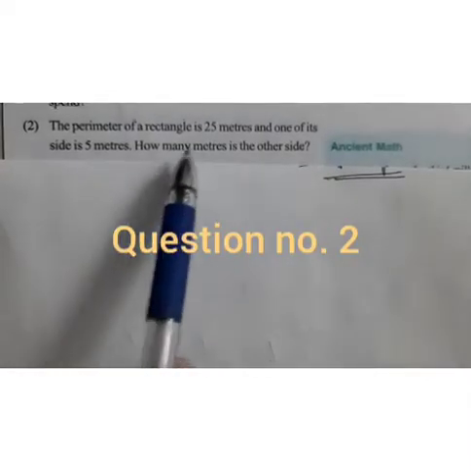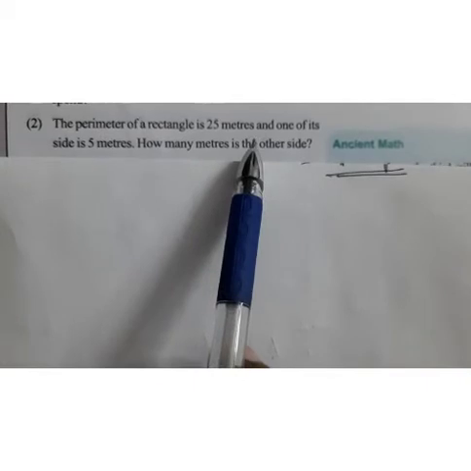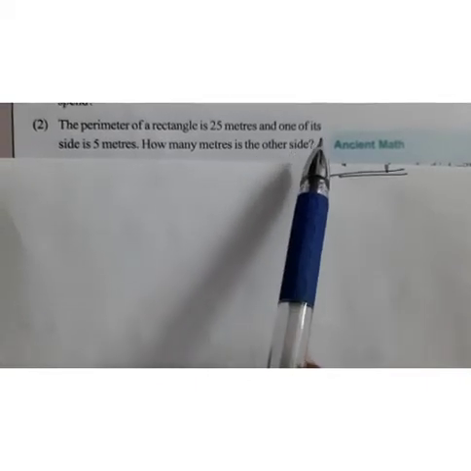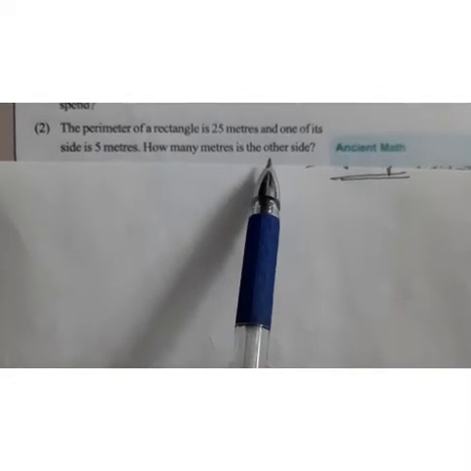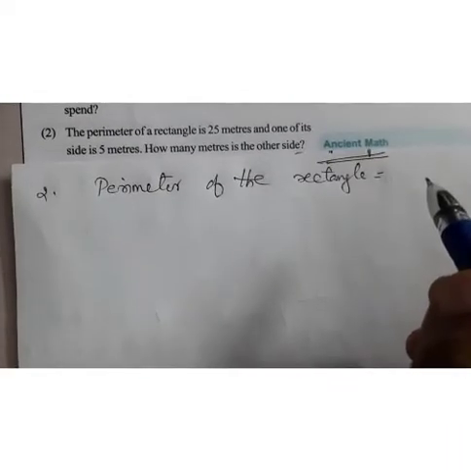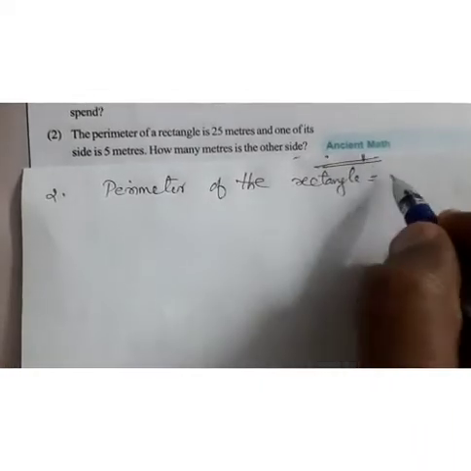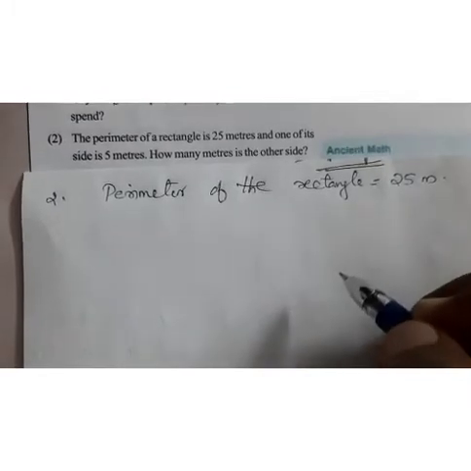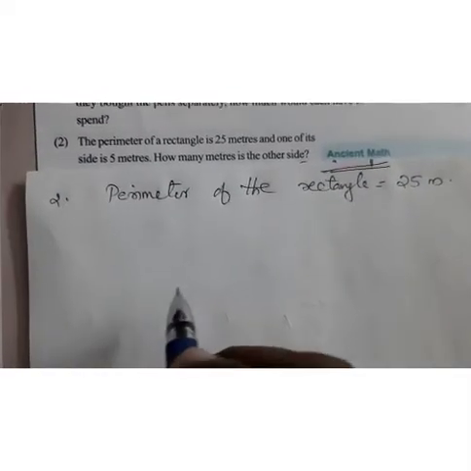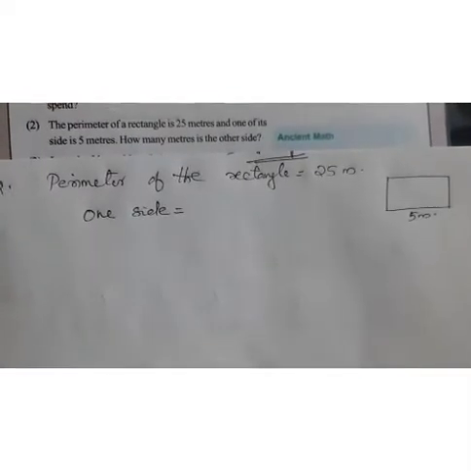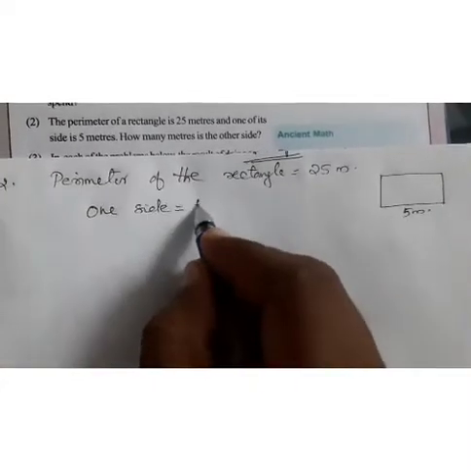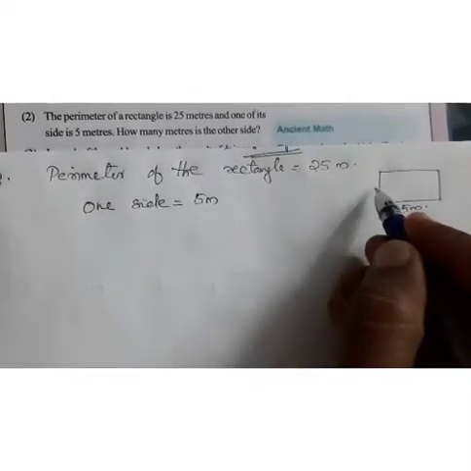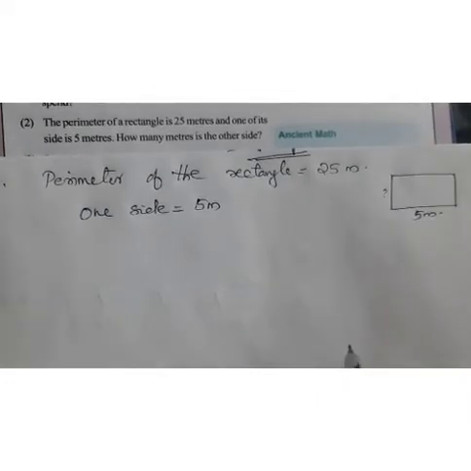The perimeter of a rectangle is 25 meters and one of its sides is 5 meters. How many meters is the other side? How much is given as the perimeter of the rectangle? It is 25 meters. Then one side is given as 5 meters. You have to find out the other side.